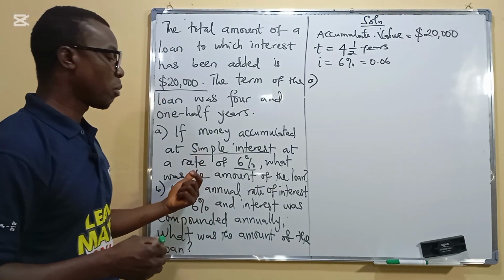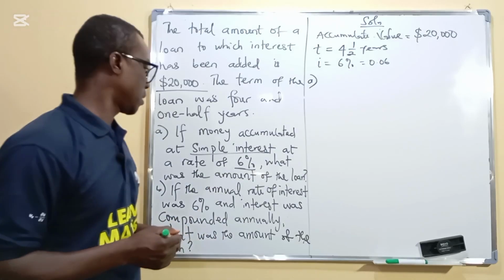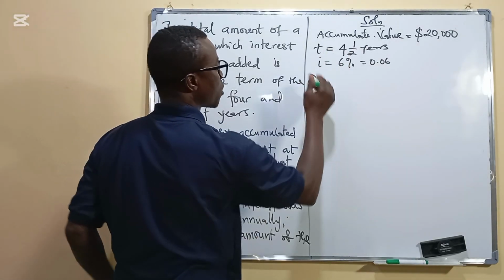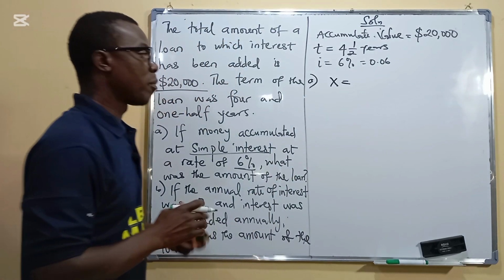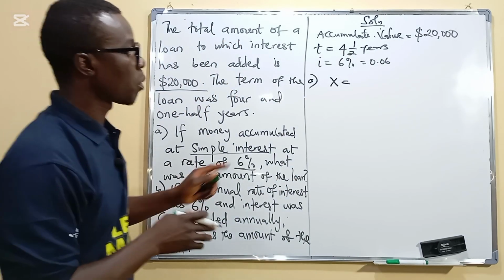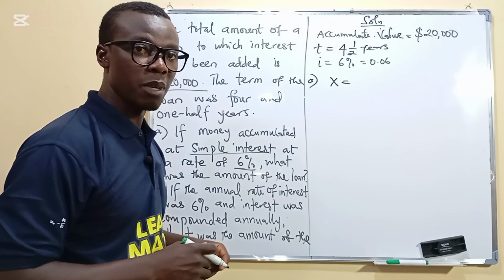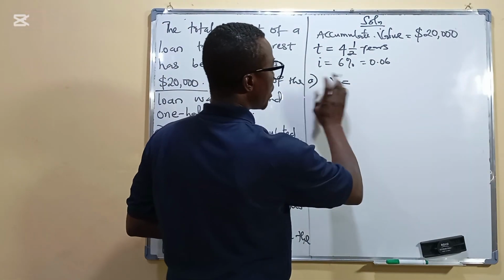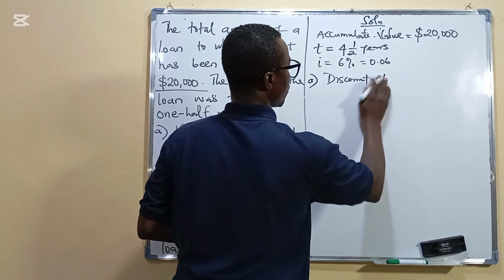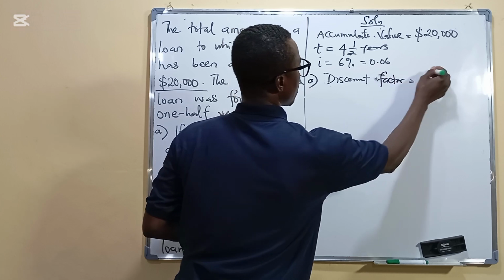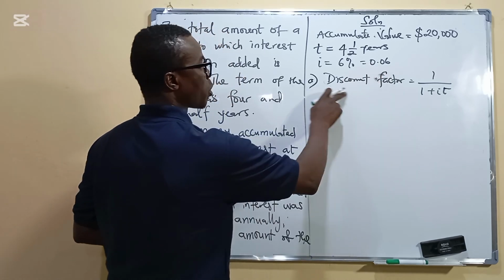So you can see that in the case of simple interest, don't forget the value of T is usually in years. So we are going to maintain the years that we have here. And then I know that to find this, I would need the discount factor. The discount factor is what I'm going to use to multiply the accumulated value, and that will give me the present value. So the discount factor that I have here, let me write it this way, is 1 over 1 plus IT, with the T here. So that's what I'm going to use to multiply.